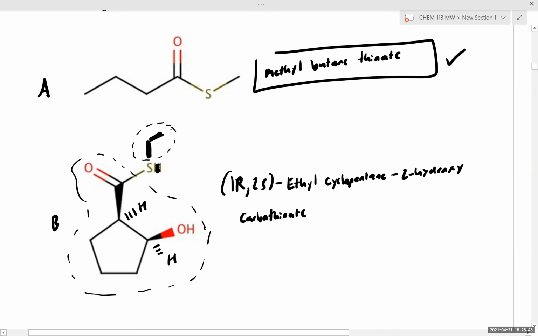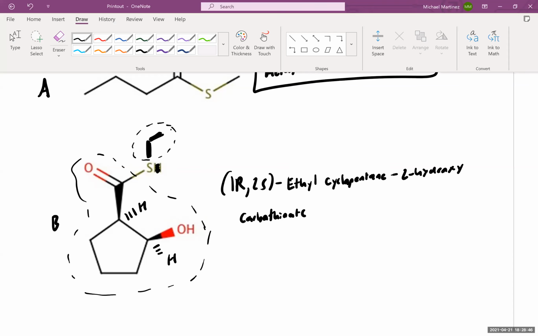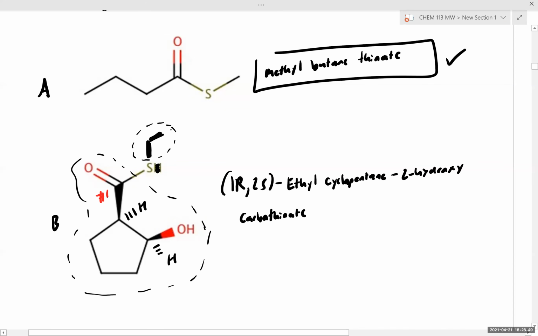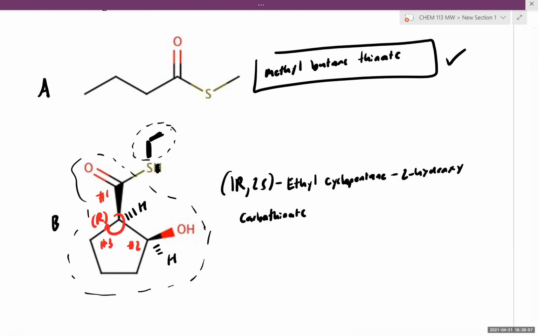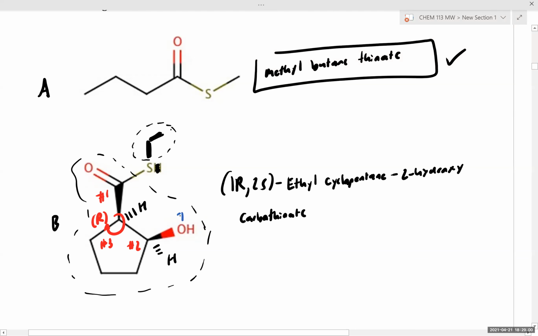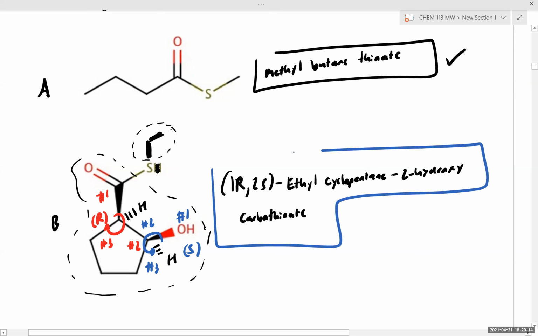Okay, so to justify our stereochemical assignments, thioester is priority 1, hydroxyl side chain is priority 2, alkyl side chain is priority 3. In the second case, the hydroxyl group is priority 1, the thiol side chain is priority 2, or more correctly, the thioester side chain is priority 2, and alkyl groups are priority 3. That's an S stereocenter. So this proposed name looks completely reasonable. Does anyone have a question on these examples?